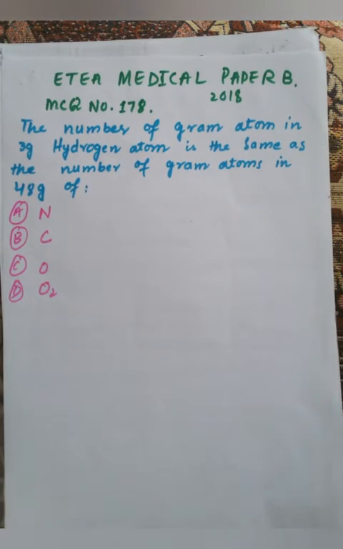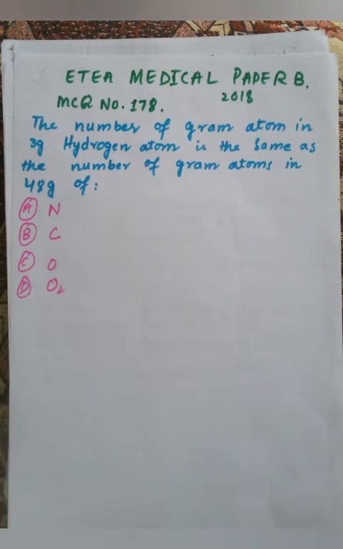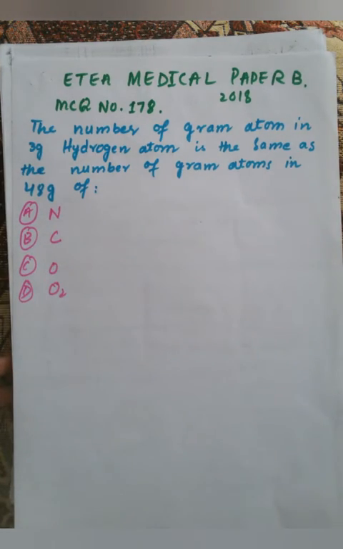Okay student, ETEA medical paper B 2018, the test that was held on 30th September, I think. In that paper, MCQ number 178: the number of gram atoms in 3 gram of hydrogen atom is the same as the number of gram atoms in 48 gram of A) nitrogen, B) carbon, C) oxygen, and D) oxygen molecule. So now we will solve this MCQ.